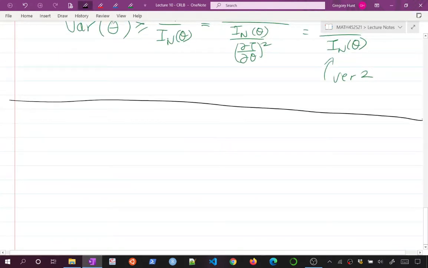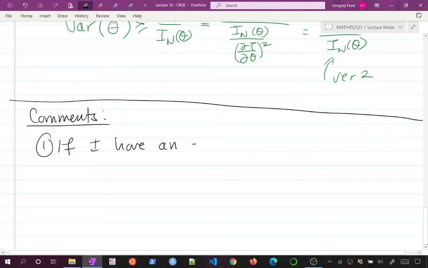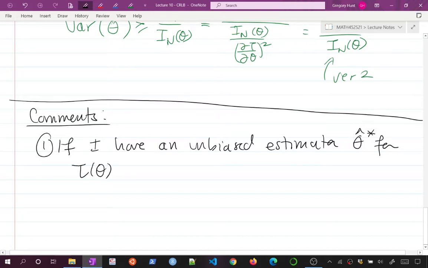So just real quick, some comments. Well, I guess the main comment here is that if I have an estimator, let's say an unbiased estimator, let's call it theta hat star, for let's say some function of my parameter, tau theta. So I want to unbiasedly estimate theta squared, let's say.